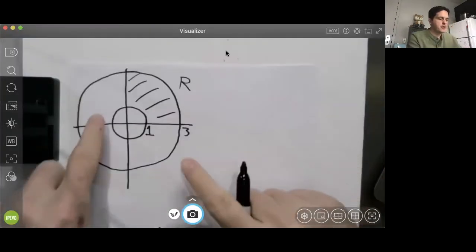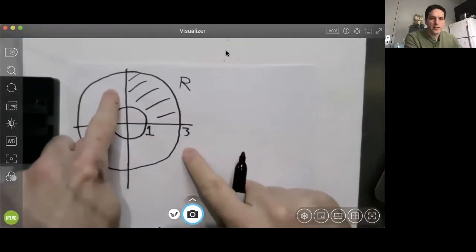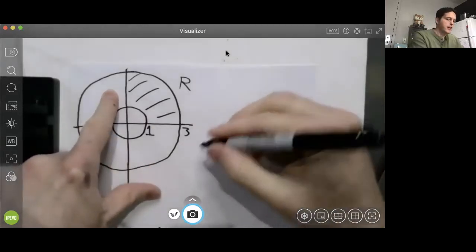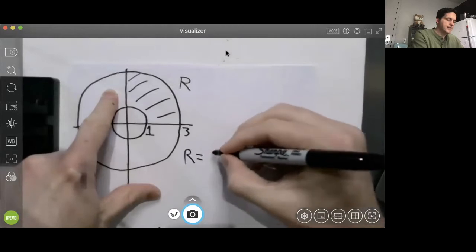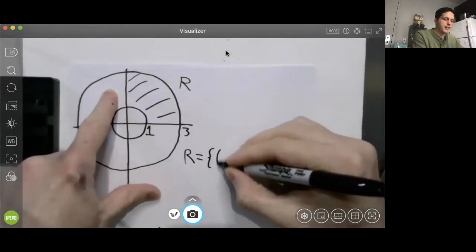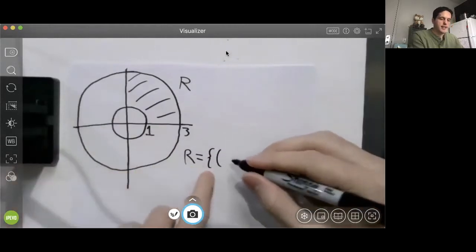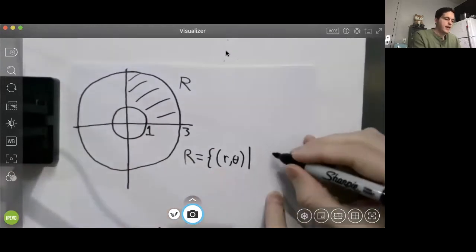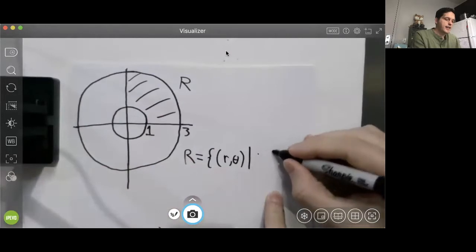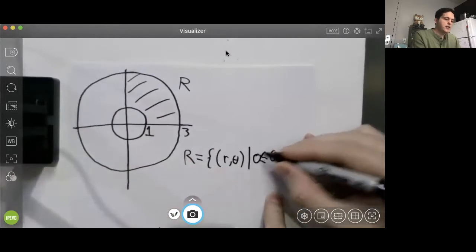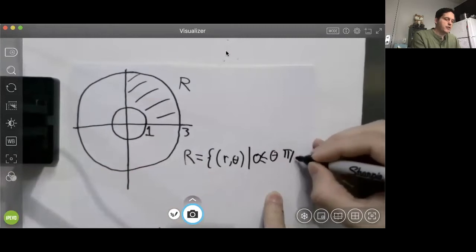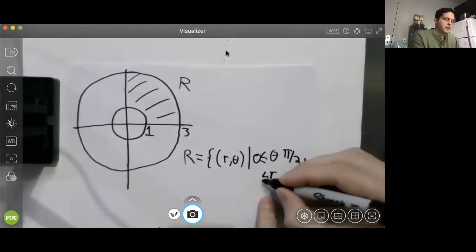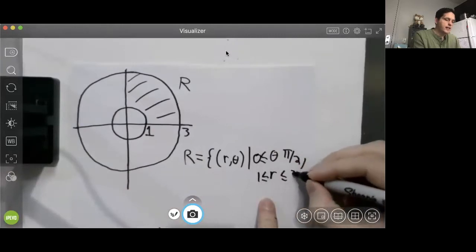In the first example, we want to integrate a function over this region here. This region is a polar rectangle. It could be written like this. If we use polar coordinates, then this region R is the set of all points r theta such that theta is between 0 and pi over 2, and r is between 1 and 3.